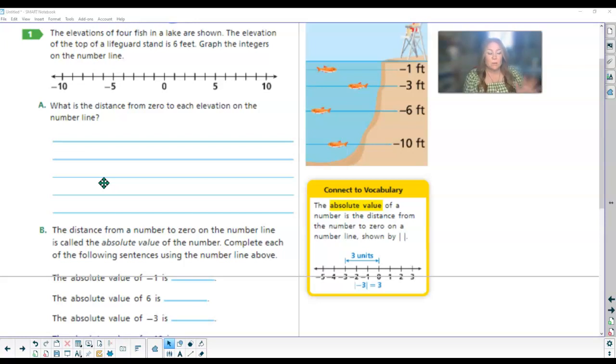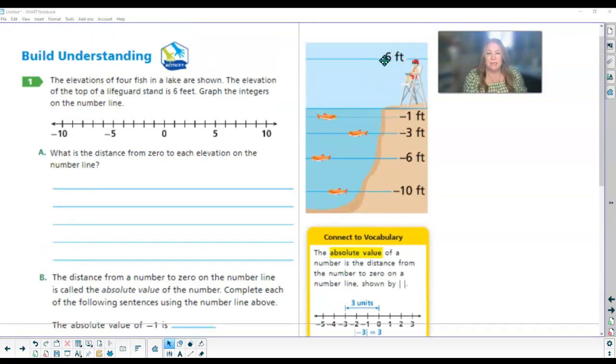This is for task 1.3, task 1, and it says that the elevations of 4 fish in a lake are shown. The elevation of the top of a lifeguard stand is 6 feet. So we can see the top here is 6 feet, and we've got these different fish at these distances. So we're going to start and put the elevations of graphed integers on the number line.